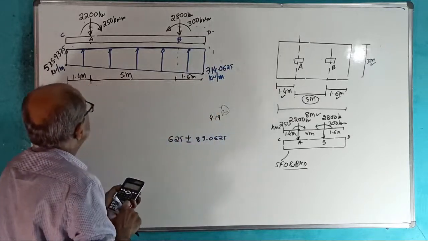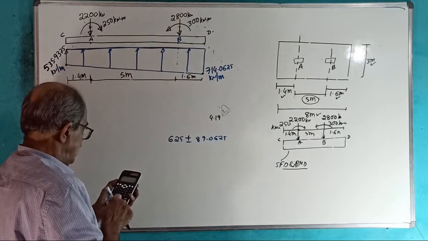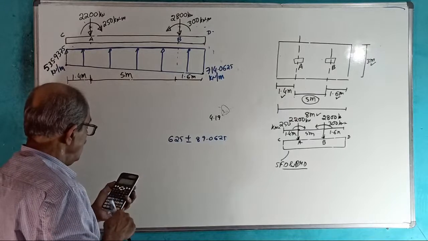Or I'll check once again. 5000 divided by 8 plus 6 into 0.19 into 6 divided by 8 square.